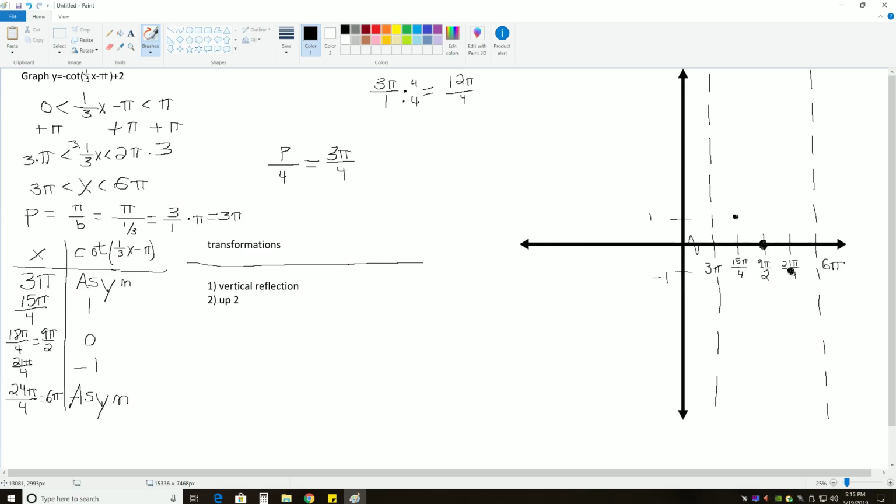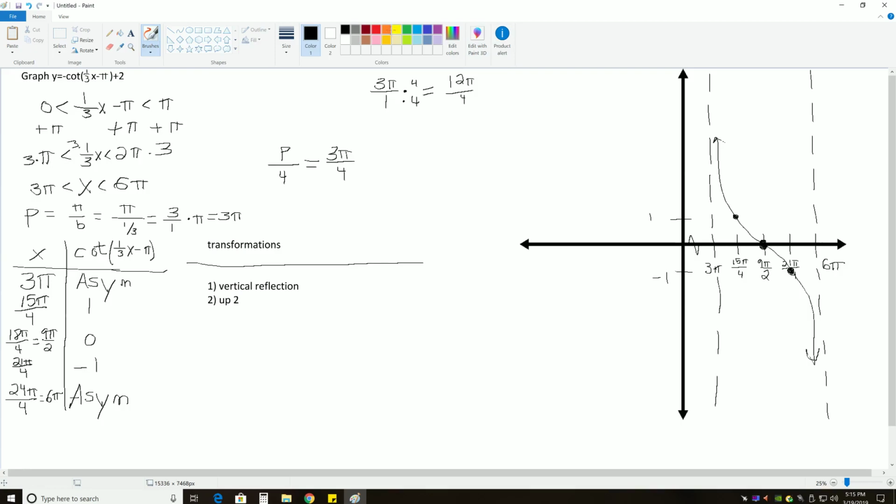And remember, all of our trig functions have a curve to them. So this isn't just a straight line. It's going to look like that. Now we just have to take care of a vertical reflection and a shift up 2, and we're all set.